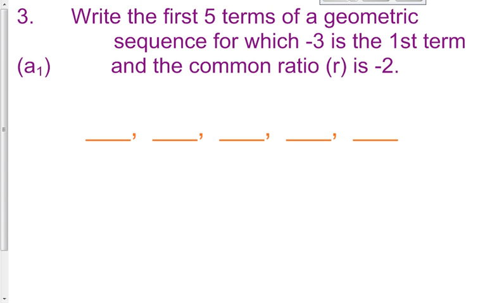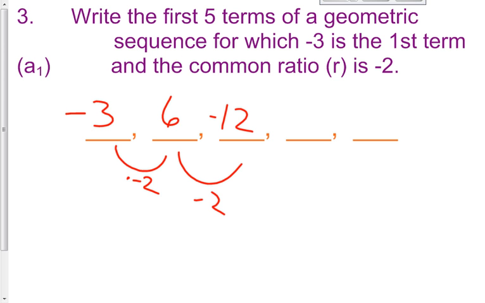So for this first one, write the first 5 terms of a geometric sequence for which -3 is the first term and the common ratio is -2. So the very first term, that value, a sub 1, is -3. So what's the value of the second term? Well, the common ratio is -2, so you have to multiply by -2. We get 6. Multiply by -2, we get -12. Multiply by -2, we get 24. Multiply by -2 is -48.